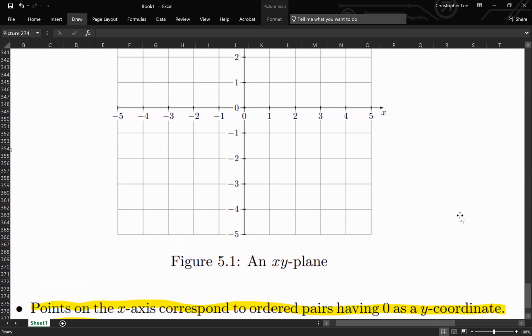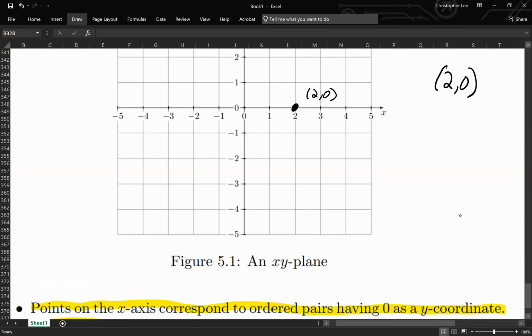Okay. Say I wanted to plot the point 2 comma 0. I want to plot this point 2 comma 0. Positive, positive. So I come across the x-axis to where 2 is, and I'm right here, I'm at 0. This is the point 2 comma 0. That's what they're trying to say.